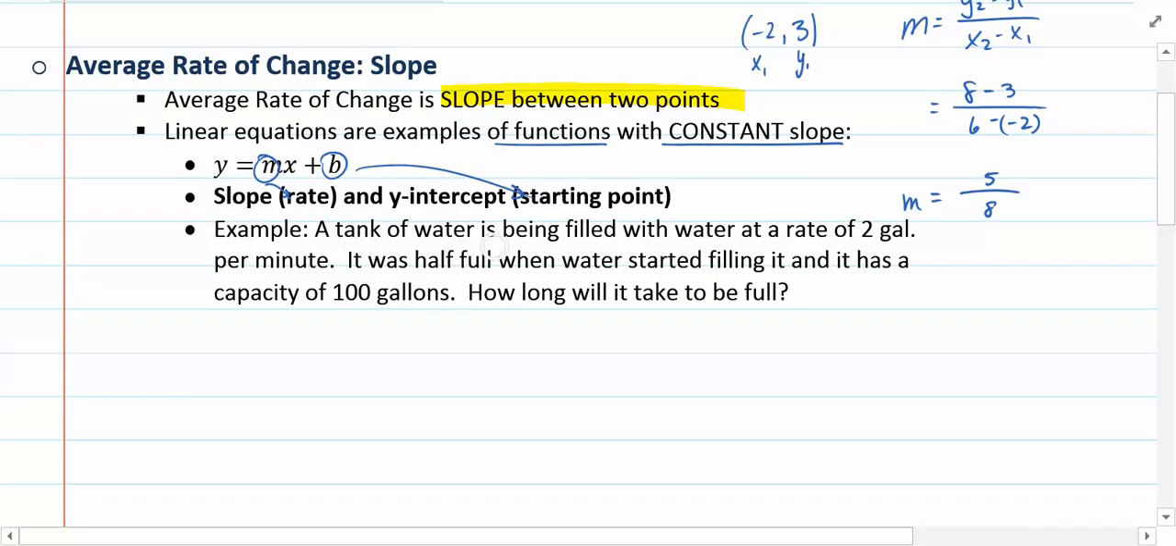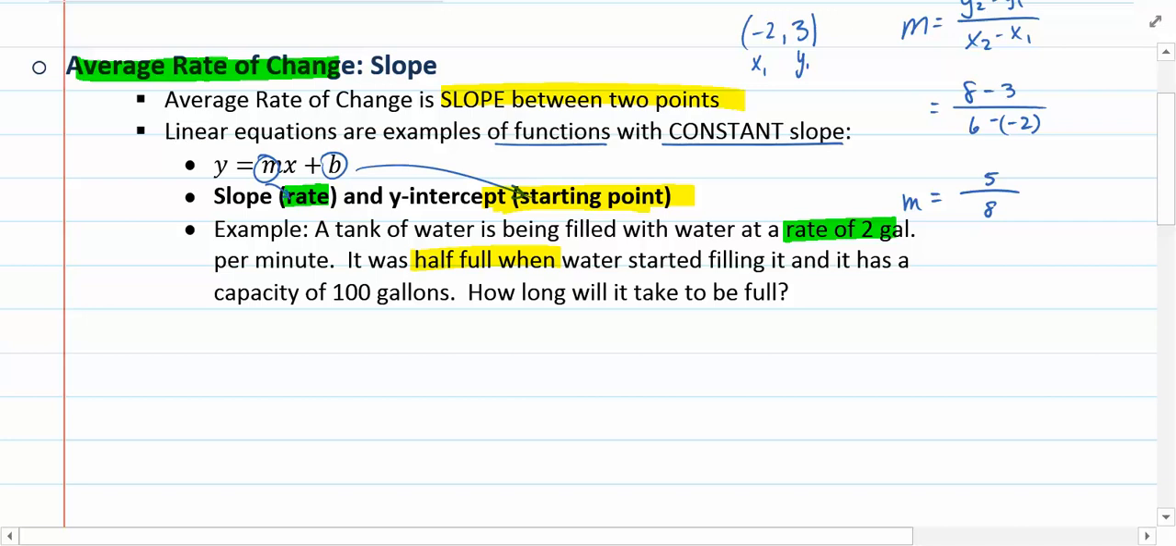Let's consider a tank of water that's being filled at a rate of 2 gallons per minute. It was half full when the water started filling it, and it has a capacity of 100 gallons. How long will it take to be full? Don't forget that rate is another term for slope, right? Average rate of change is the same thing as slope, and we have 2 gallons per minute here. We were told that it was half full when water started filling it. So if it was half full, that's our starting point.